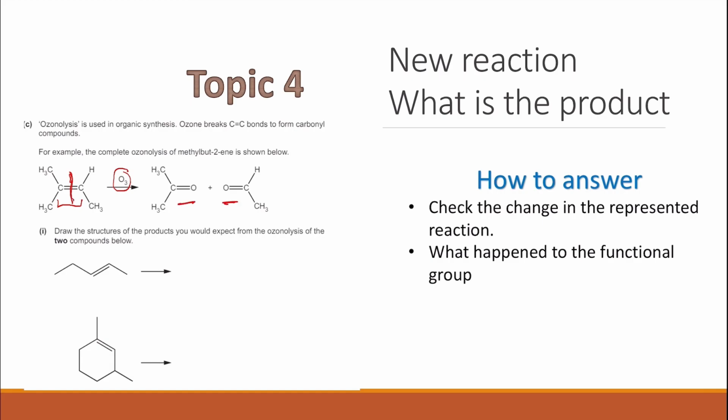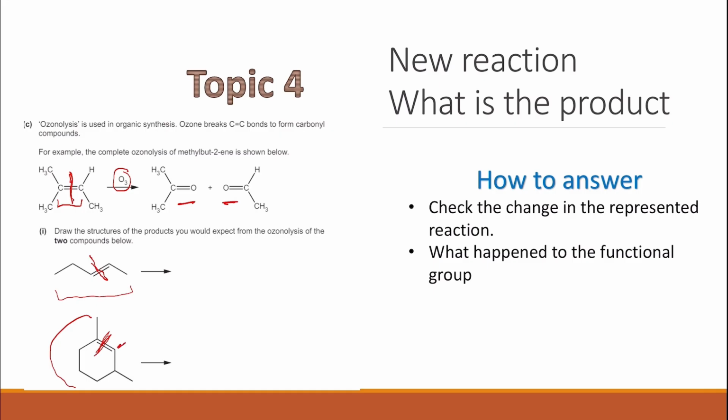In this case, we're going to end up with two products, but with this one, we're going to end up with one product because it's a ring. So when you break the ring, you're going to end up with an open structure with two carbonyl groups, one as a ketone and one as an aldehyde. So all you need to do is simulate; it's just the same reaction with different R groups.